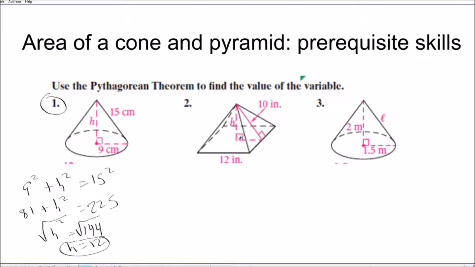Okay, on this one I have to be a little more careful because how long is this side? Okay, some people will jump and say, oh, it's 12. It's not. 12 is this entire length. If it went all the way across, it would be 12. But heights go down into the middle, so that's 6 and 6.